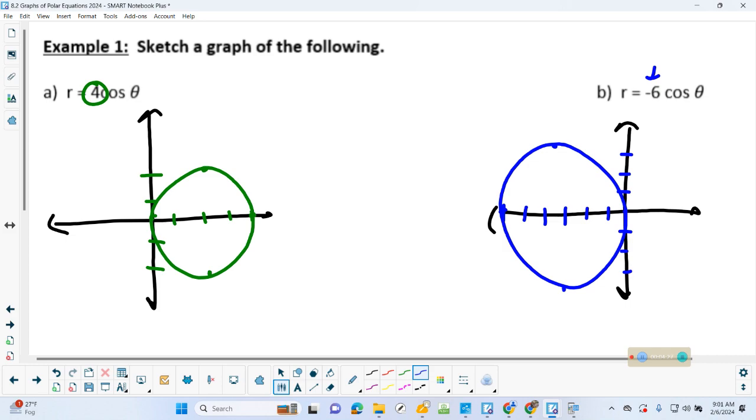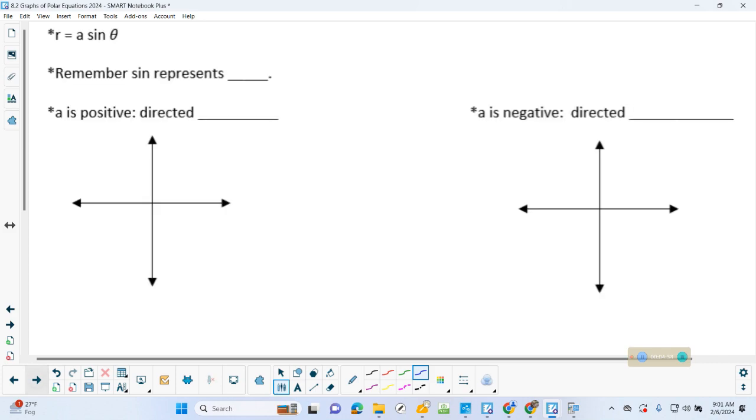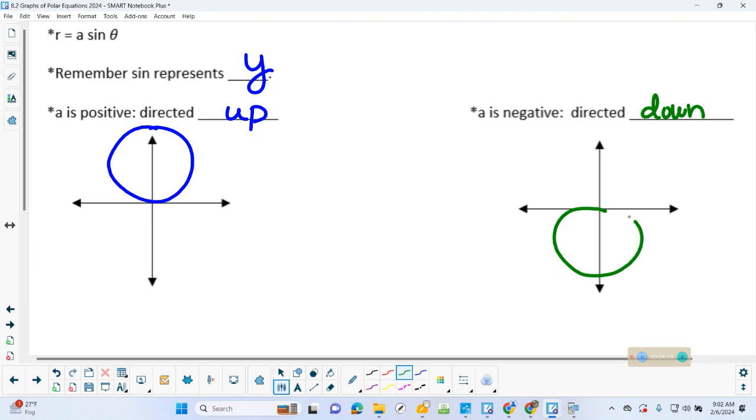Now, you probably, without me, could figure out how to do it if you put sine in the equation. Because sine now just moves them vertical. So sine, of course, we know represents y. And if it's positive, your circle is going to be up here on the y-axis. So I'm going to say directed up. Again, just to give you a general sketch, it would move up here. That's not too bad. Okay, and negative is going to move it down. So switch it to here.